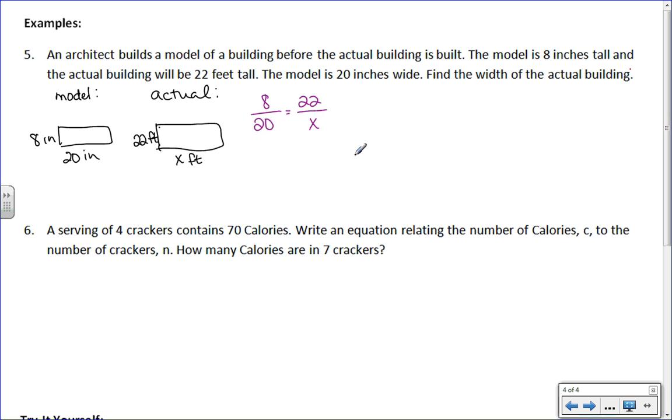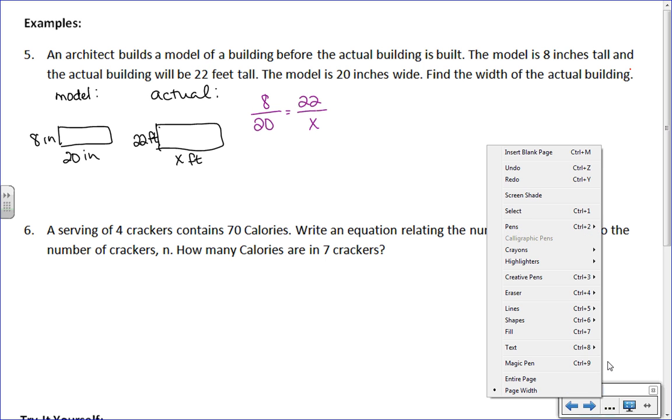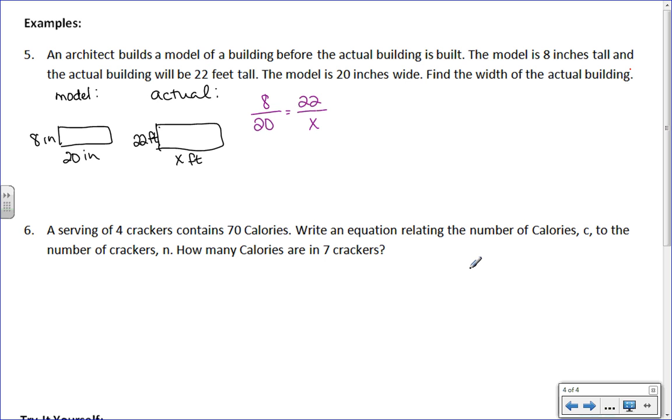And notice when I wrote these down, I said this out loud just to keep myself straight on what goes where. So here, this is the height of the model, the width of the model. Height of the building, the width of the building. Notice everything is lined up correctly. Height and height, width and width. You have to double check this and make sure this part is correct when you set up a proportion, because if you set it up incorrectly, it will come out incorrectly. So now let's look at our cross products just like we did before. Here we have 8 times x, and then this cross product, 20 times 22.